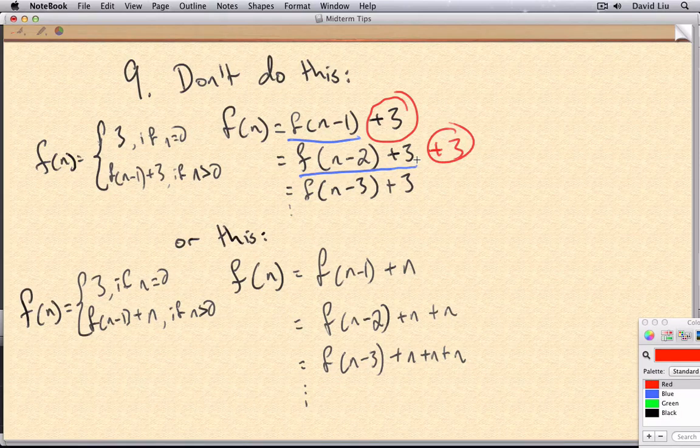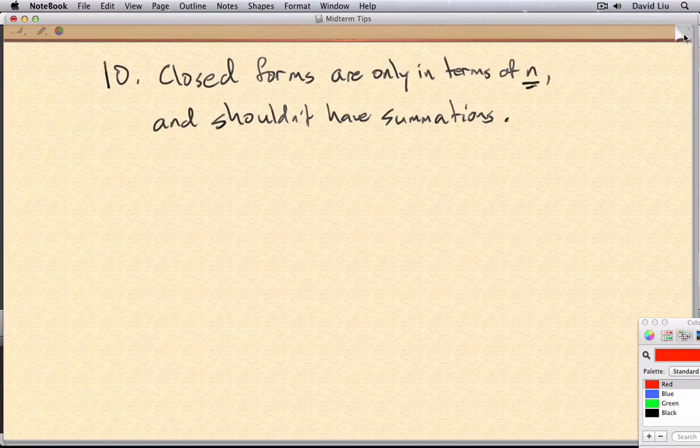Second one, if the non-recursive part also contains an n, make sure you change that n as you're doing repeated substitution. Over here, this should really be n minus 1, and then n minus 2 plus n minus 1 plus n. And last but not least, you should only have closed form expressions in terms of n, so I don't want to see this.